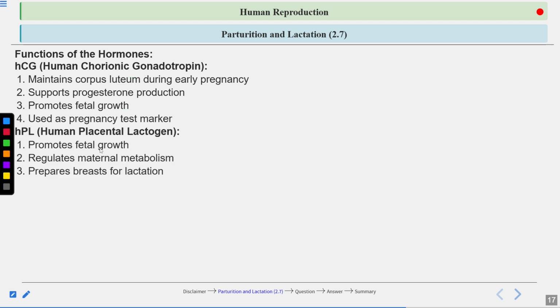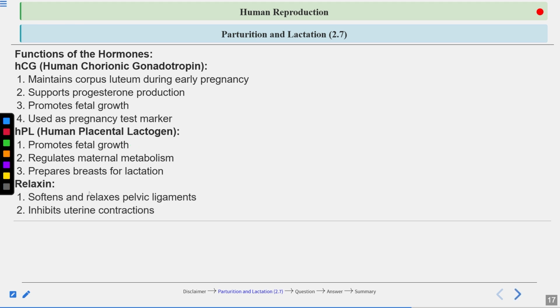Human placental lactogen promotes the fetal growth. This hormone is also released by the placenta. It regulates maternal metabolism, prepares the breast for the lactation as well. Then relaxin softens and relaxes the pelvic ligaments, inhibits the uterine contractions as well. Okay, so this relaxin prepares for the childbirth by softening and relaxing the pelvic muscles, by widening the cervix. So it helps to prepare for the childbirth.